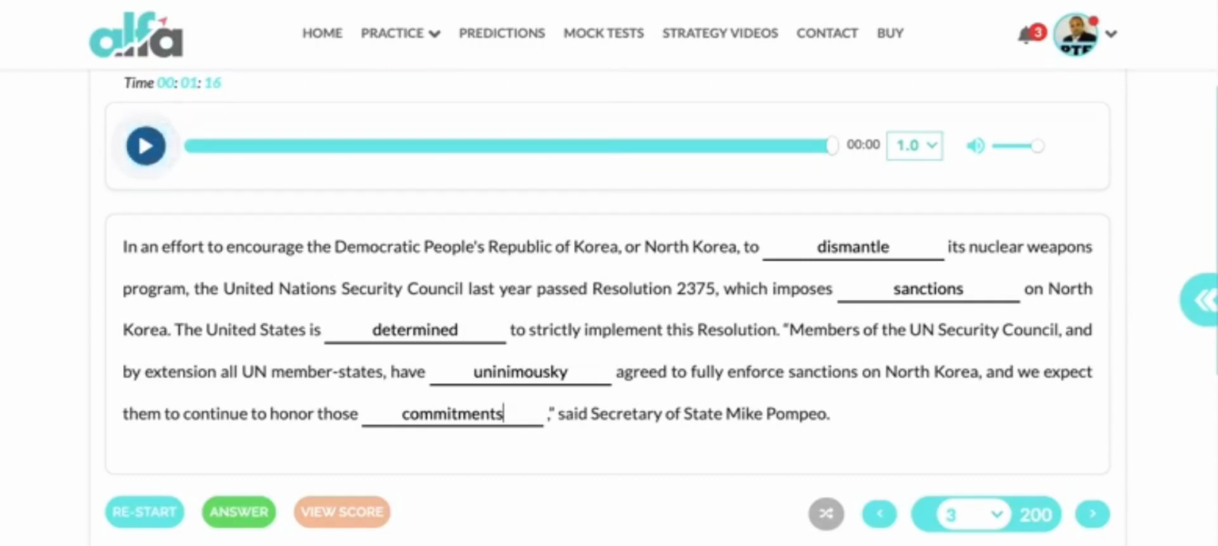Okay, so Isma, obviously, let's have a look at the spellings. Dismantle looks good. Sanctions looks good. Determined looks good. Unanimously, okay, that's a mess. M-O-U-S-L-Y, unanimously. Commitments. Again, if you don't pay attention to the spellings, you're going to get it wrong. So that's pretty straightforward and simple. तपाईको एकदमै ठुलो प्रायोरिटी भनेको spelling.